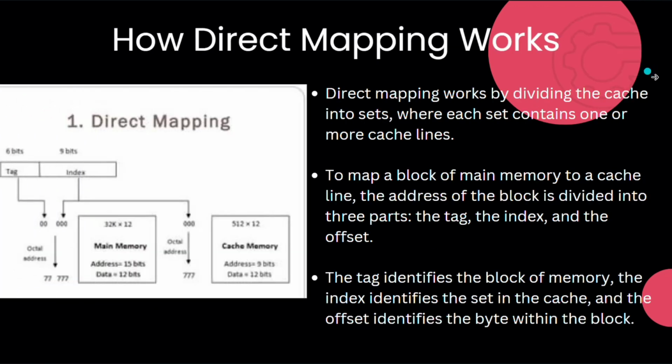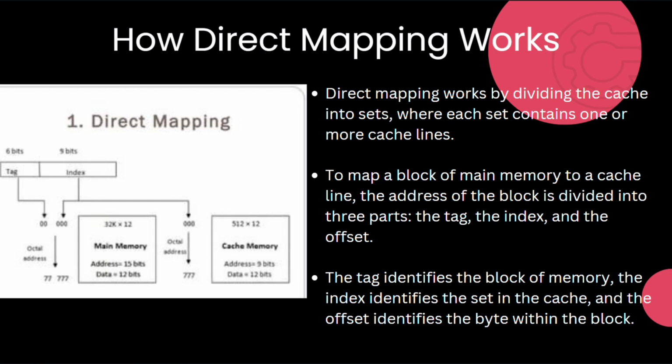When a memory address needs to be accessed, the cache controller divides it into three parts: the tag, the index, and the offset. The tag is used to identify the specific block of memory in the main memory. The index determines which set in the cache the block belongs to, and the offset specifies the position of the data within the block. To retrieve data using the direct memory mapping method, the cache controller first checks the corresponding cache set determined by the index.